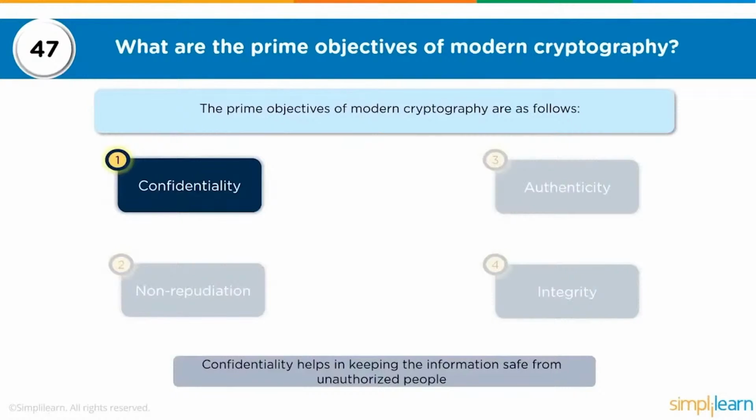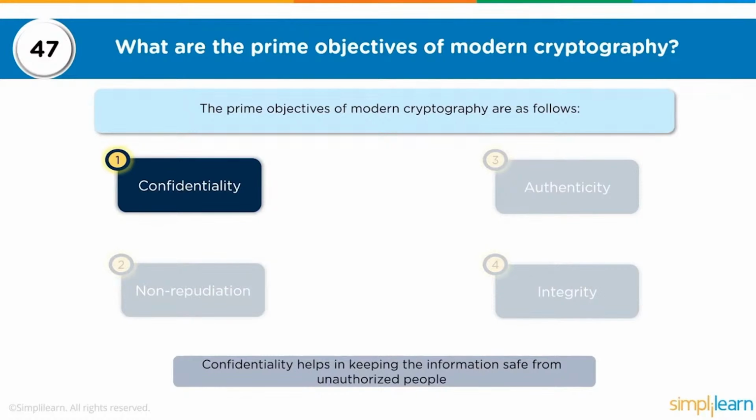Next question, what are the prime objectives of modern cryptography? This is a very important question because we've so far looked at what cryptography is and what public key infrastructure is. But what is the achievement out of it? Why are we utilizing it? And what do we want to gain out of it? The main and prime objectives of modern cryptography are as follows, mentioned on your screen. The first one is confidentiality. The second one is non-repudiation. The third one is authenticity. And the fourth one is integrity.